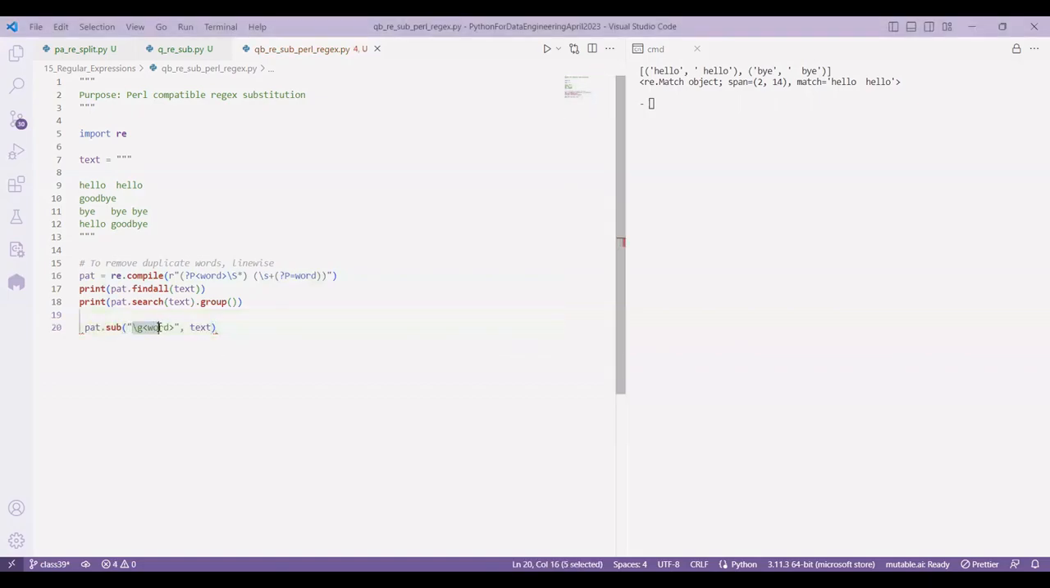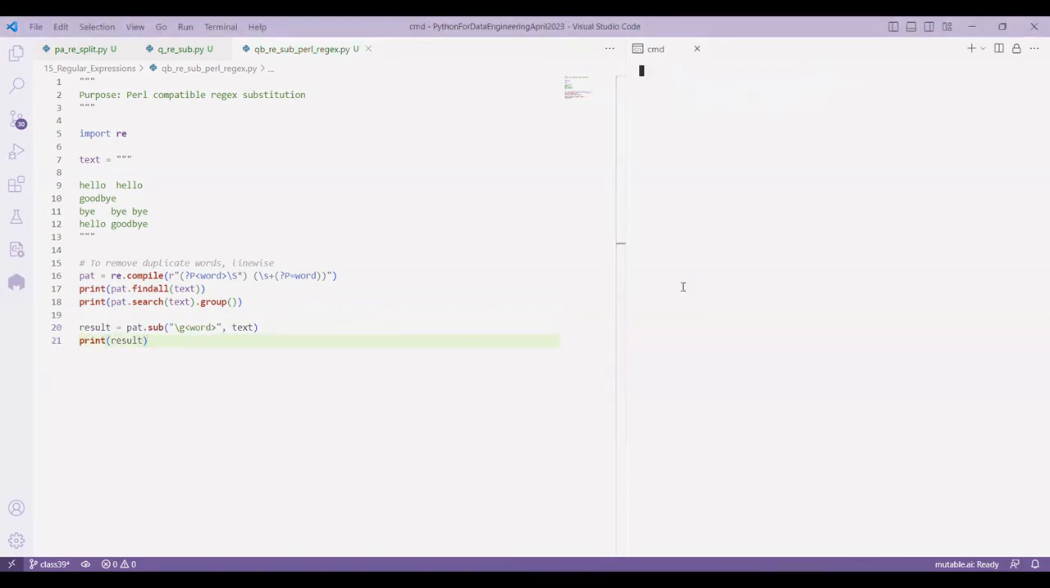Pattern dot substitute means what I need to do. So slash g means I want to use this word, whatever you do. If I use slash g, it tries to use global words which were defined in the patterns with respect to this object. So from there it tries to get it. Maybe I will assign the result to something like result and try to use it. You see now what happened? So how many words are there? You are getting all.